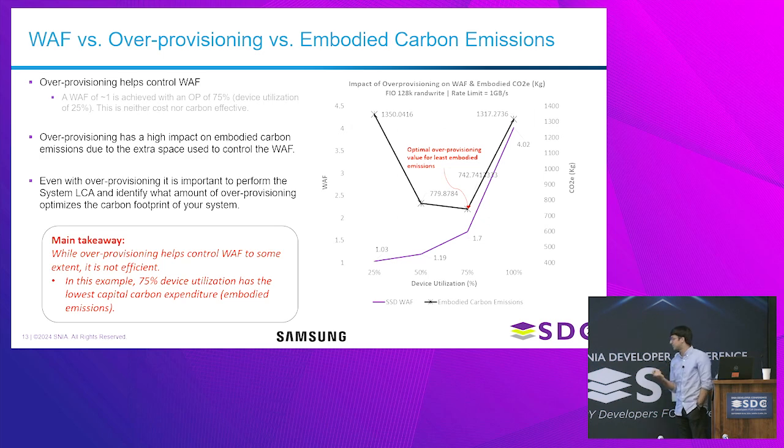You're wasting 25% space. So the key here is that yes, over-provisioning, like host over-provisioning, does help you reduce WAF, but it's not the best way to do it because you're wasting a lot of space by trying to reduce your WAF through over-provisioning. And what does it mean for SSD power?